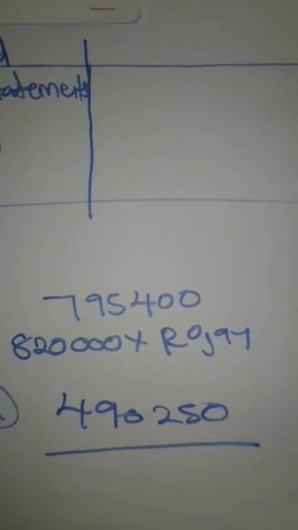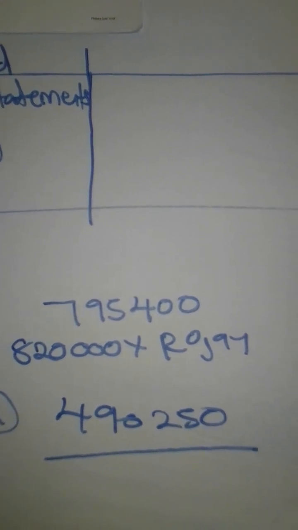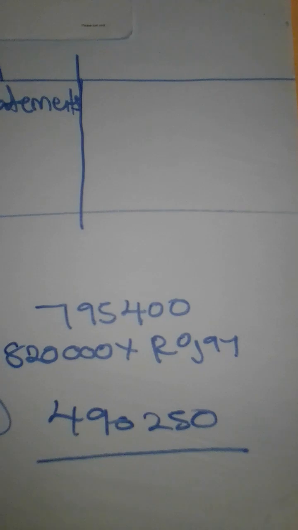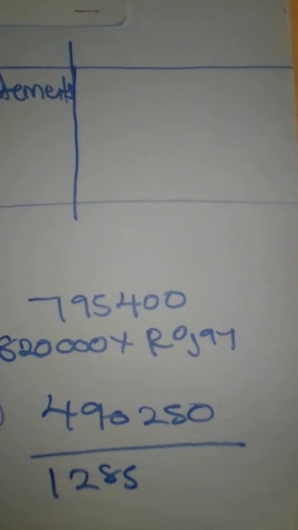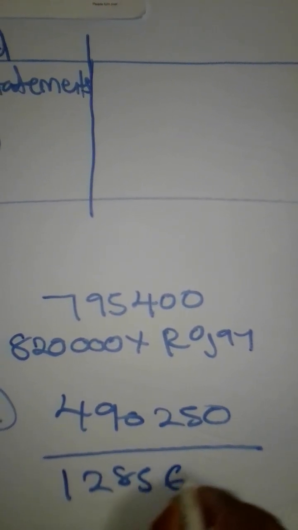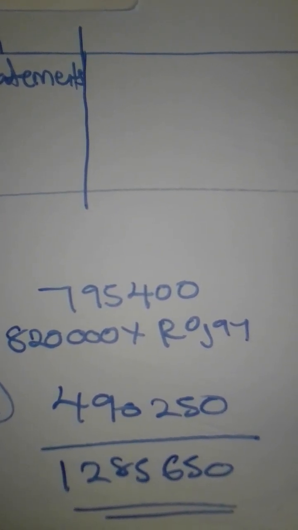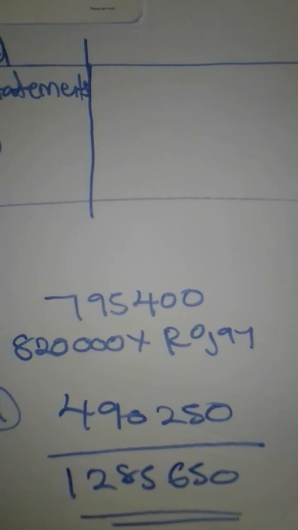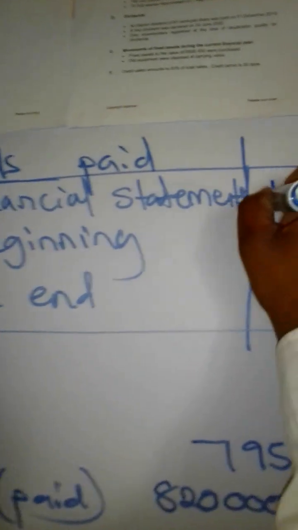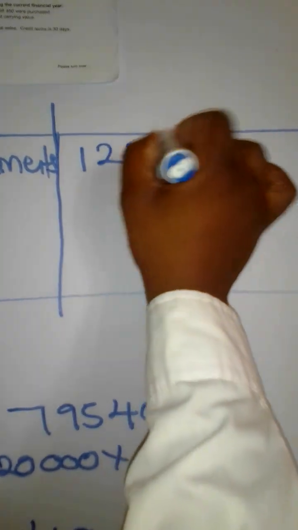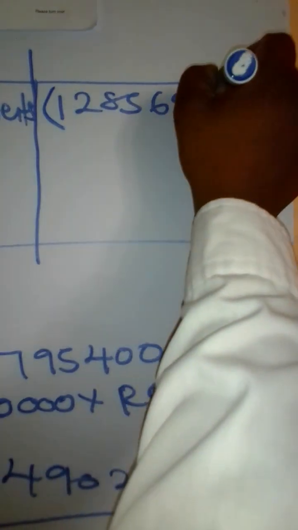So now we add the two. 795,400 plus 490,250, we end up getting 1,285,650. So this is the amount in the financial statement. The amount in the financial statement is made up of the interim dividend and the final dividend for that current year. So here we are going to write 1,285,650. And then this amount, we put it in brackets.